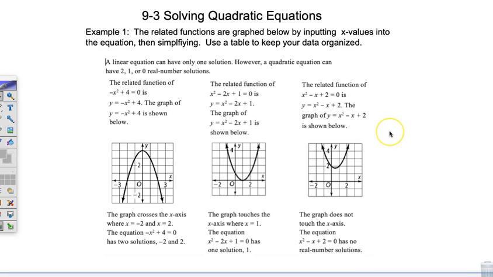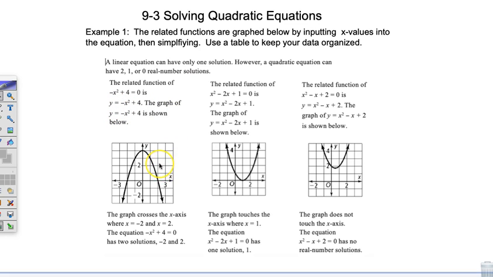In example 1, and this one is done for us, we have 3 different problems. The related functions are graphed below, and we do that by inputting x values into the equation and then simplifying. Again, we're going to use a table to keep all of that organized. Since these are done for you, I'm going to show you how they came up with this. So here is the problem right here: negative x squared plus 4 is equal to 0. We come up with the related function just by setting it equal to y.